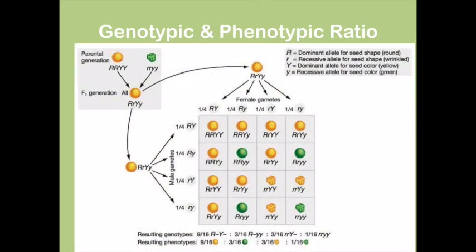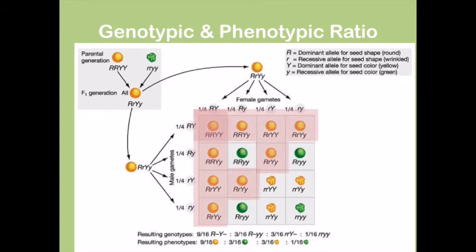Here I have a round yellow seed, which is dominant, given in capitals, and a green wrinkled seed, which is given in small letters and is recessive. When I cross these two, in the F1 generation I get a round yellow seed with both the genes. Now when I cross two seeds of this F1 generation, I get many seeds in the F2 generation.